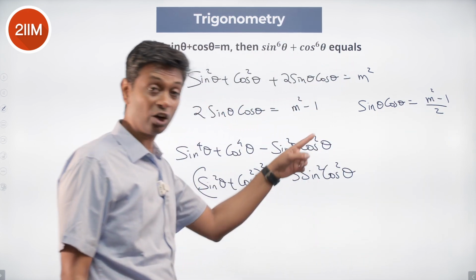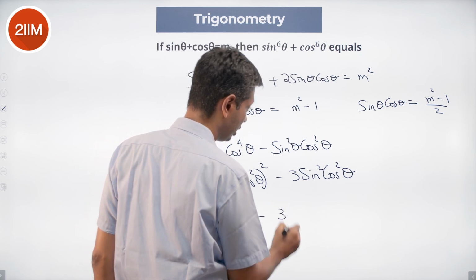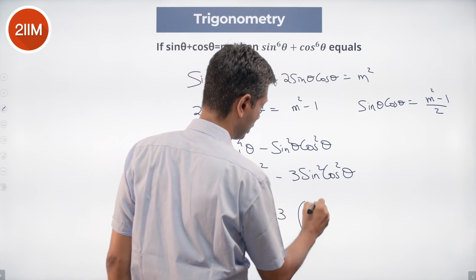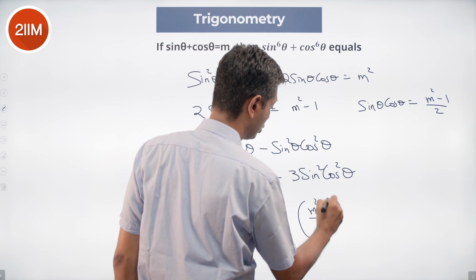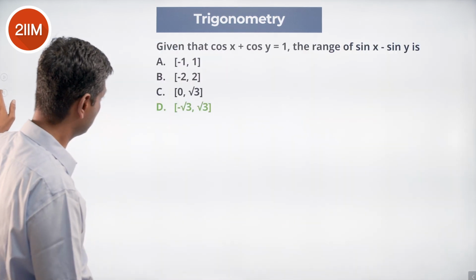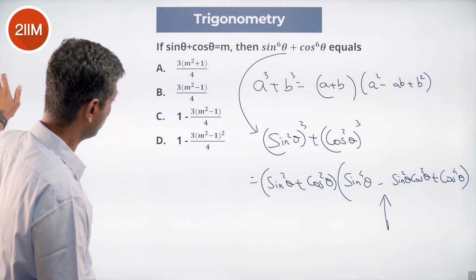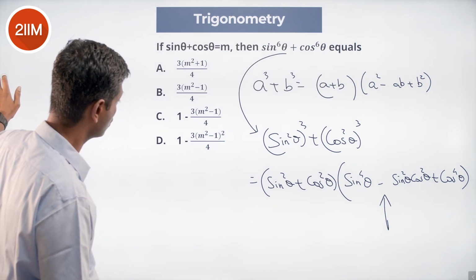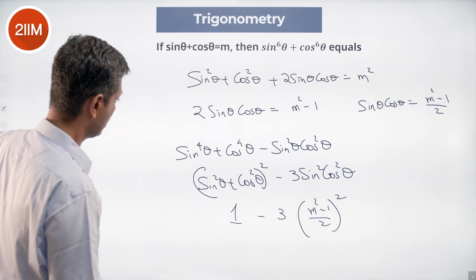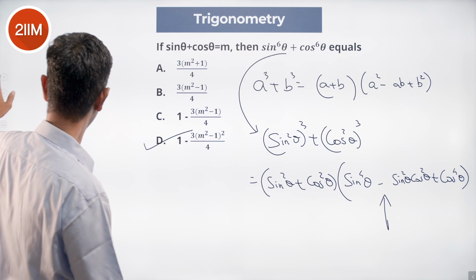We need sine square theta cos square theta, which is what we need to find. This is 1. 1 minus 3 times (m square minus 1 by 2) whole square. If that is there among the choices, I'll be very happy. 1 minus 3 times (m square minus 1 by 2) whole square, that is 1 minus 3 by 4 times (m square minus 1) whole square. Choice D.